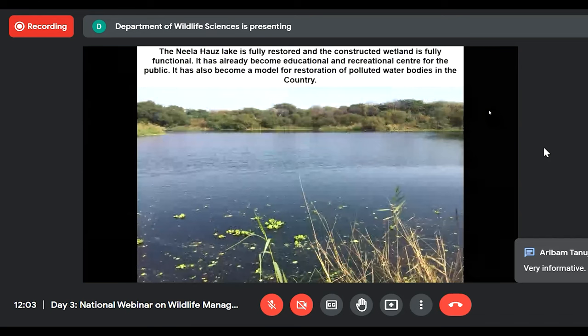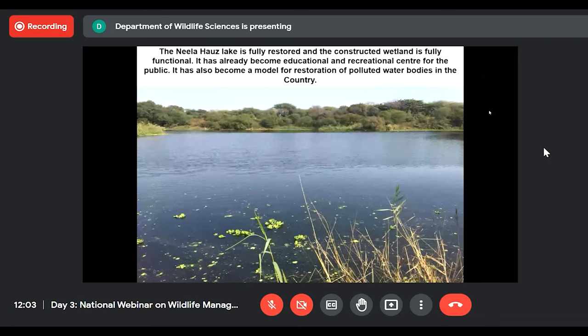The same lake we have seen, the filthy sewage water, is now totally a functional water body, as it used to be in the past. And it is using zero energy. It is not being utilized, so it is only the natural model we have created. Now it's fully restored and tested, and is fully functional. It has already become an educational and recreation center for the public. It has also become a model for the restoration of water bodies in the country.